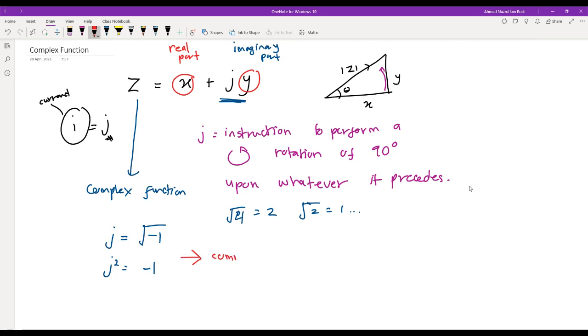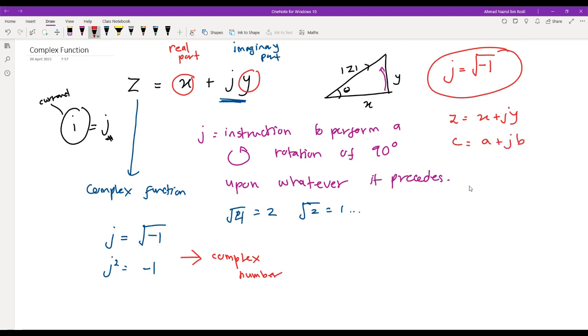This is a complex number. The complex number itself, j is equal to square root minus 1. This is something that you need to remember. And another one you need to remember will be z is equal to x plus jy. Sometimes in certain books using c is equal to a plus jb. It doesn't matter. So this is a basic equation for the complex function.